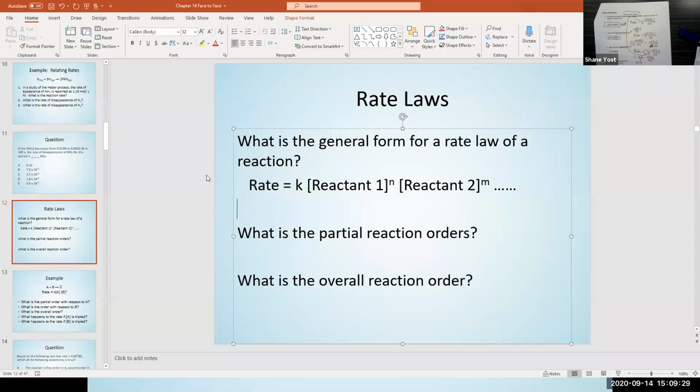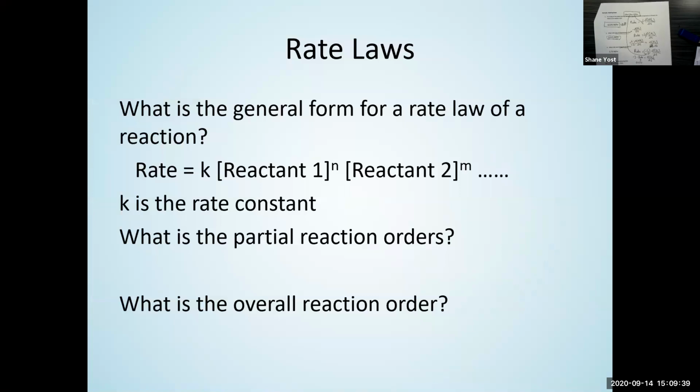Not capital. So k is the rate constant in this equation. And then my reactants, I have times concentration of all my different reactants, to some power. The powers can be 0, 1, 2, 3, 4. Technically, they can be like a half or things like that, but we won't deal with that in this class. In this class, these powers are only whole numbers, 0, 1, 2, 3, and so on.